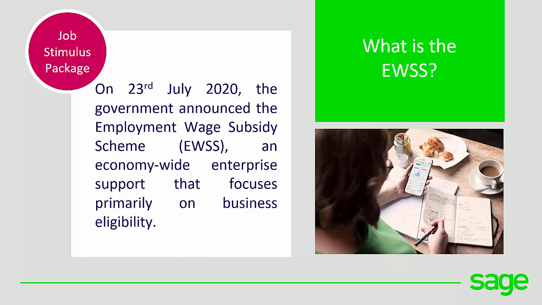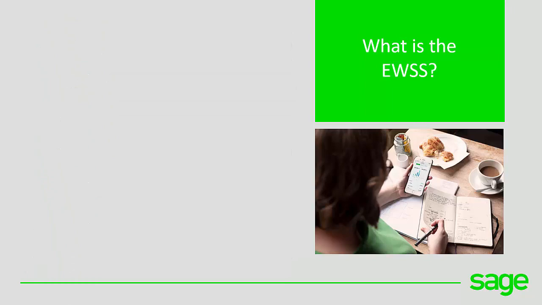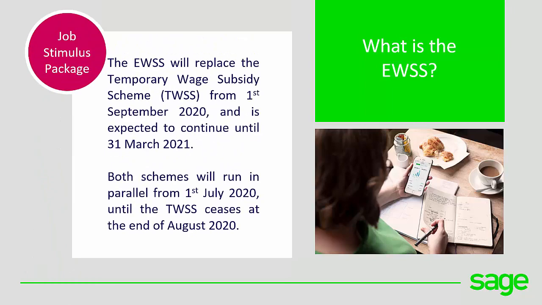So what is the EWSS? On the 23rd of July 2020, the government announced the Employment Wage Subsidy Scheme, or EWSS, an economy-wide enterprise support that focuses primarily on business eligibility. The EWSS will replace the Temporary Wage Subsidy Scheme from the 1st of September 2020 and is expected to continue until the 31st of March 2021. Both schemes will run in parallel from the 1st of July 2020 until the TWSS ceases at the end of August.